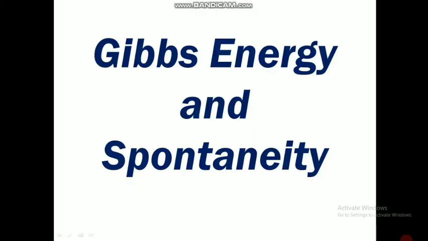In the previous class, we studied entropy and how entropy is related to spontaneity. And today we are moving on to our next term, which is Gibbs energy, and how Gibbs energy is related to spontaneity. When we talked about spontaneity, we said that there are two deciding factors or driving forces for spontaneity: the entropy, or the disorder, and one more factor, the enthalpy, or energy.